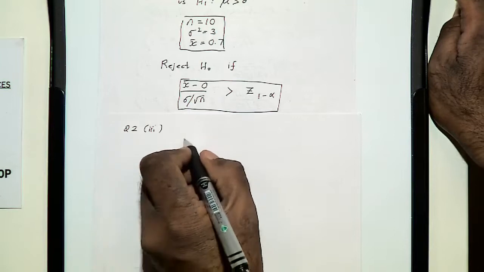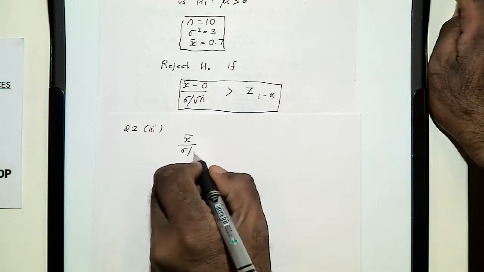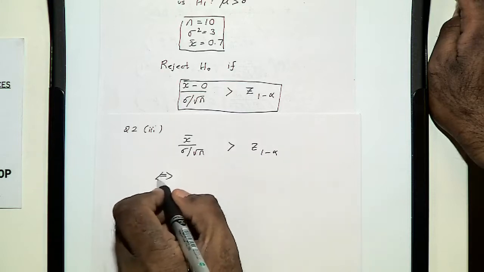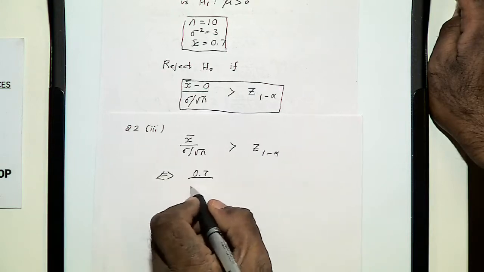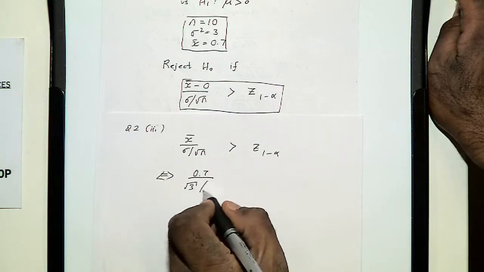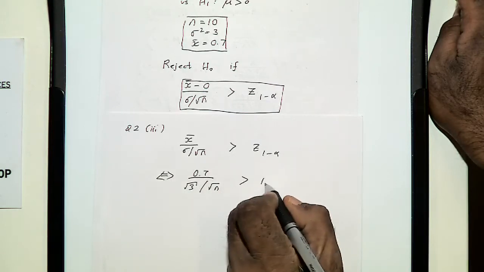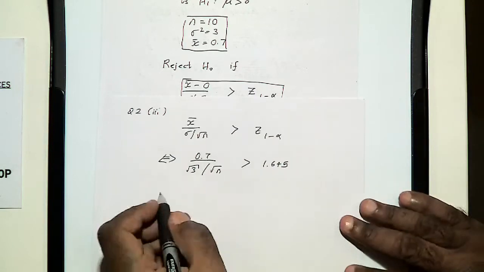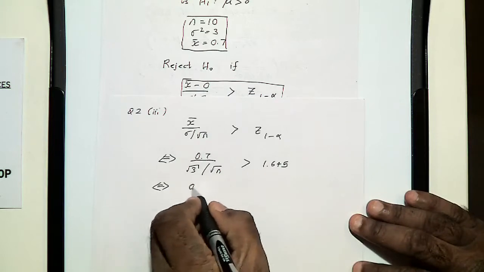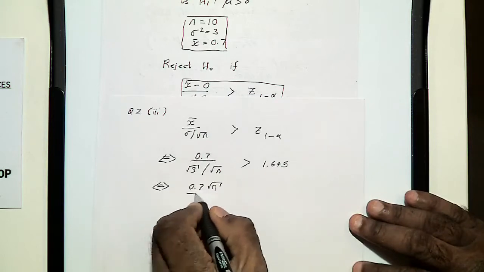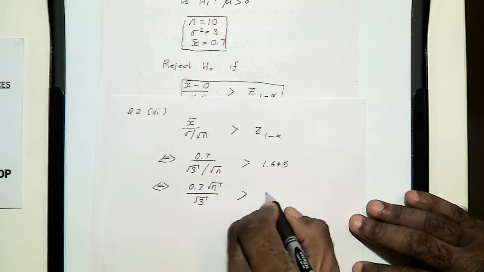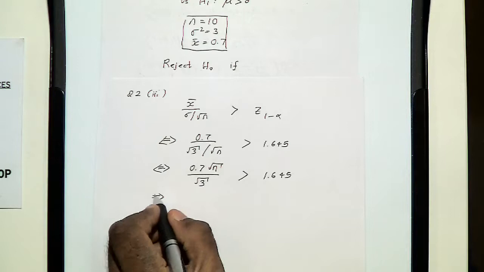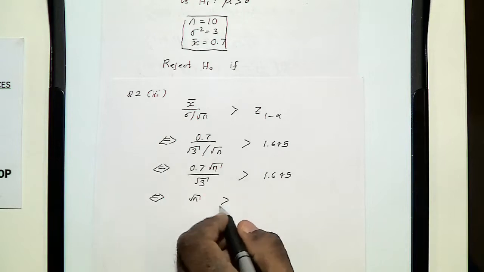The rejection rule is that x bar divided by sigma by root of n is greater than Z1 minus alpha, which is the same as saying that x bar is 0.7, sigma is root of 3, n we don't know, and this is 1.645. Okay, so this is the same as saying that 0.7 times root of n divided by root of 3 is greater than 1.645.